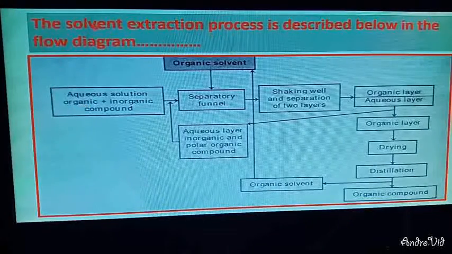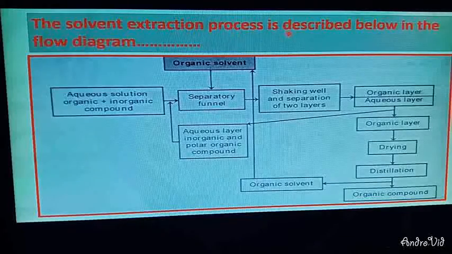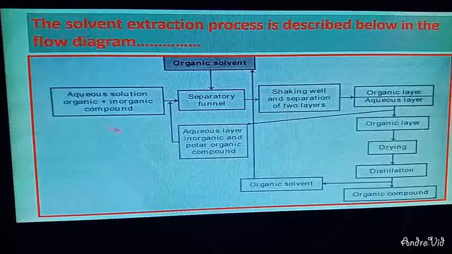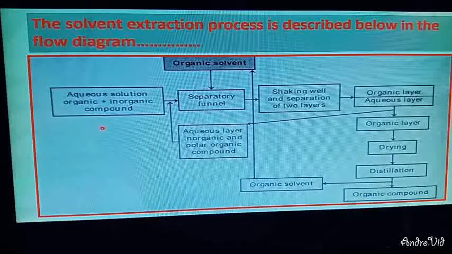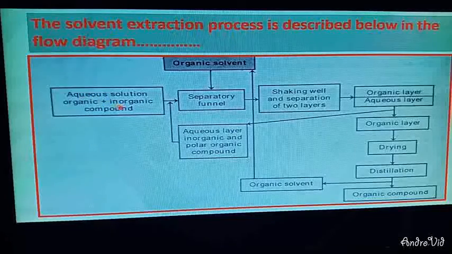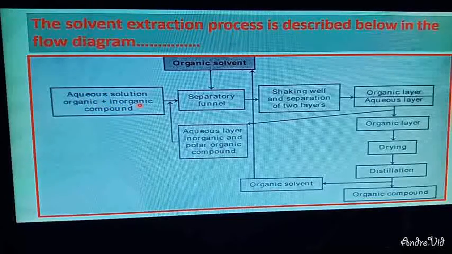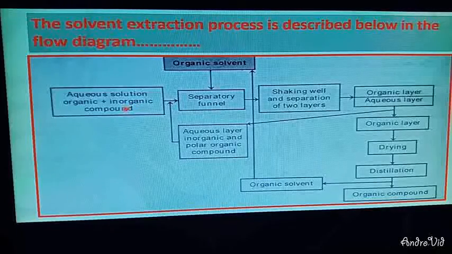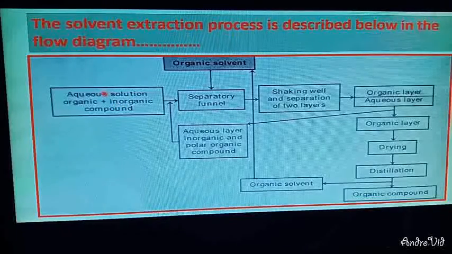So dear student, now the solvent extraction process that is described below in the flow diagram. Just consider this flow diagram to describe the process of solvent extraction. Here there is an aqueous solution that basically contains an inorganic compound. Inorganic compounds are polar, and the aqueous solvent, water, is also polar, so the inorganic compound is highly dissolved in this solvent.